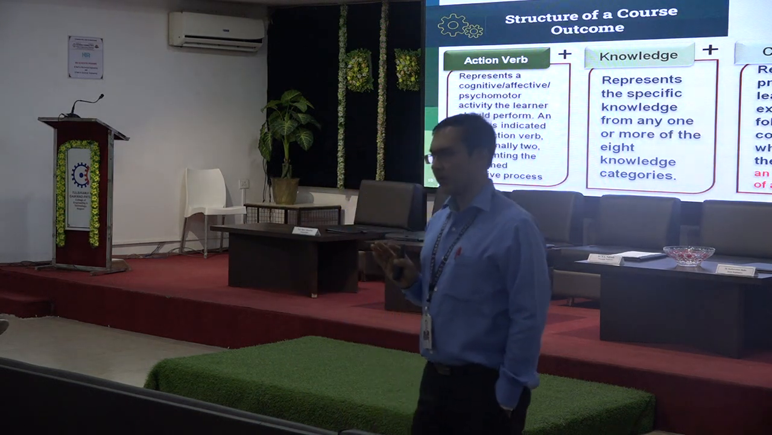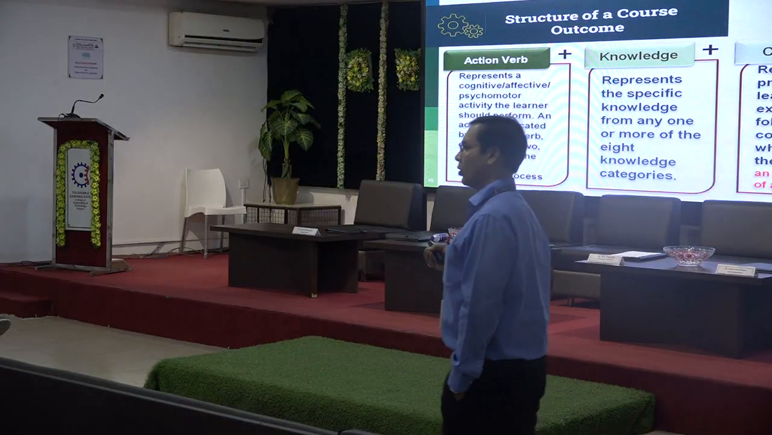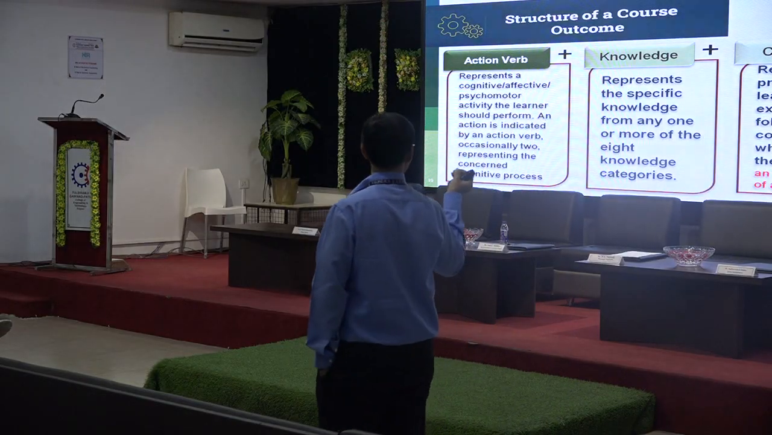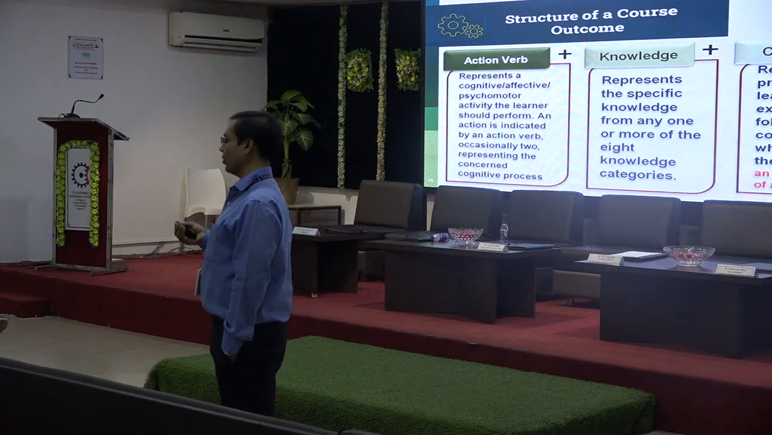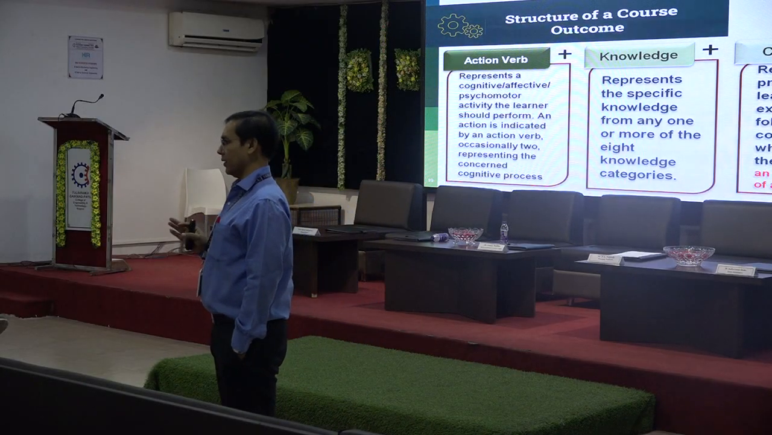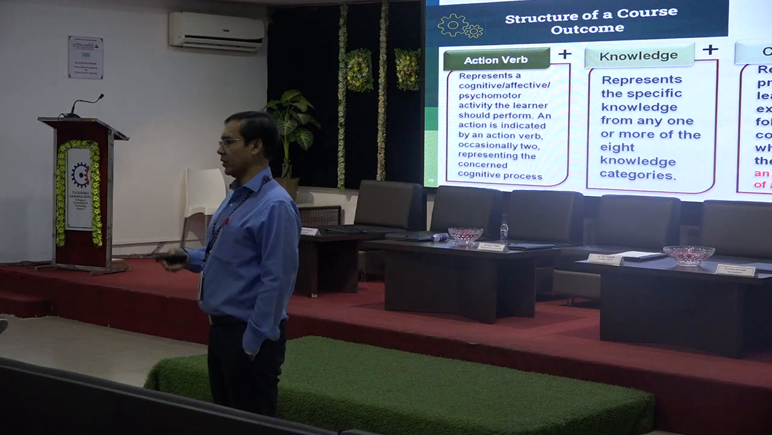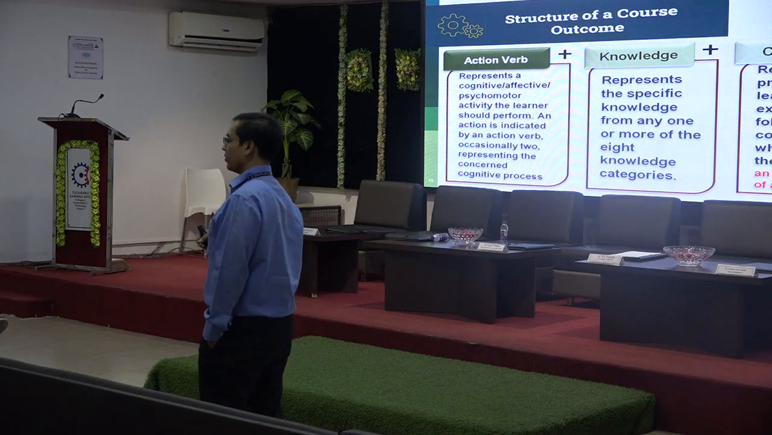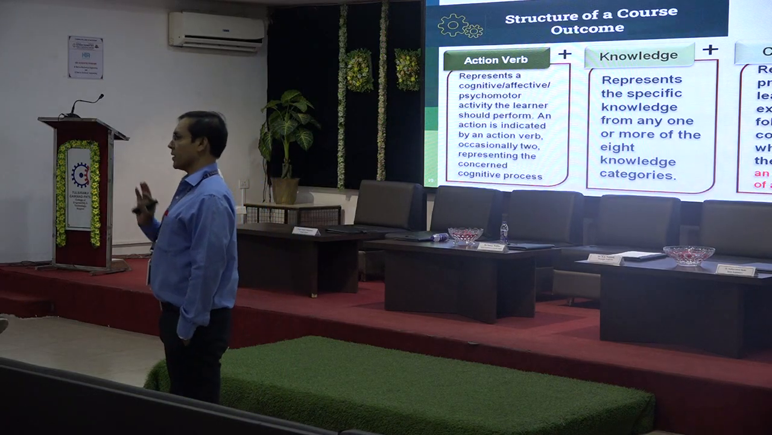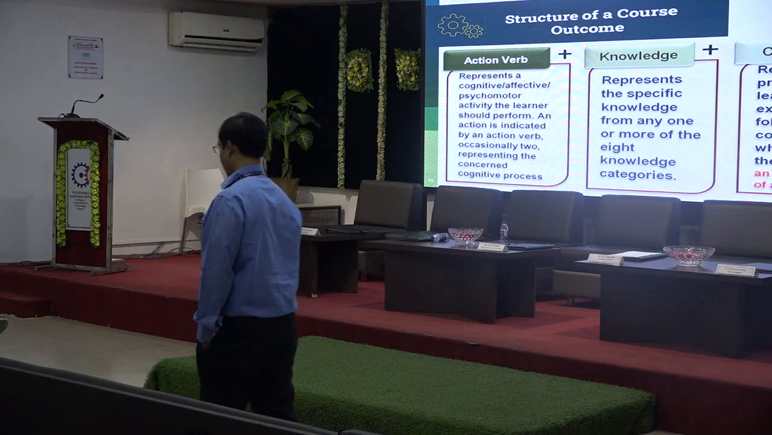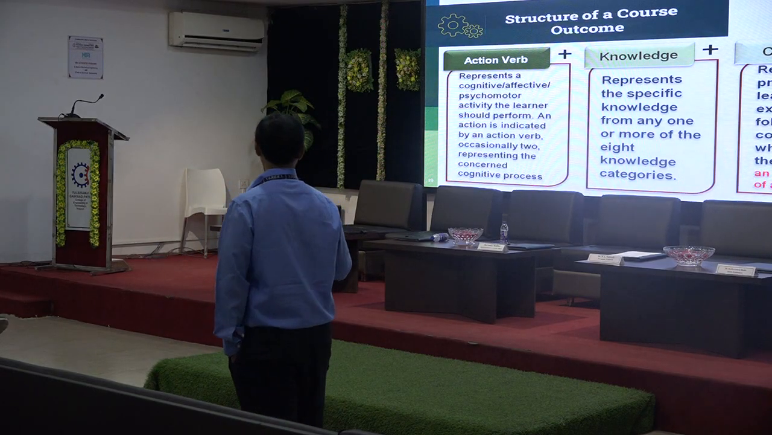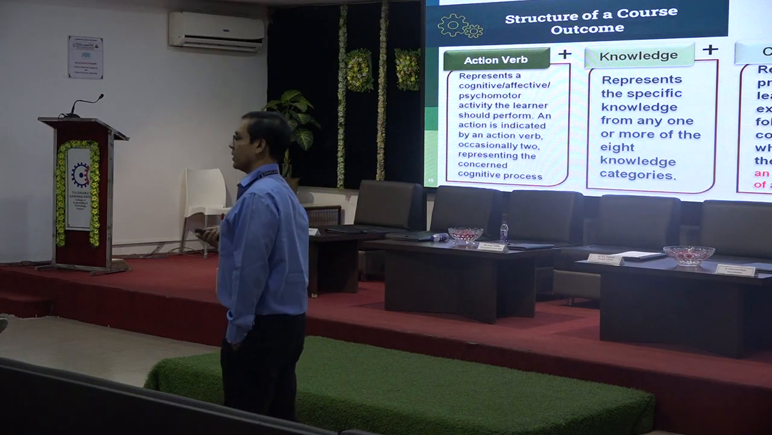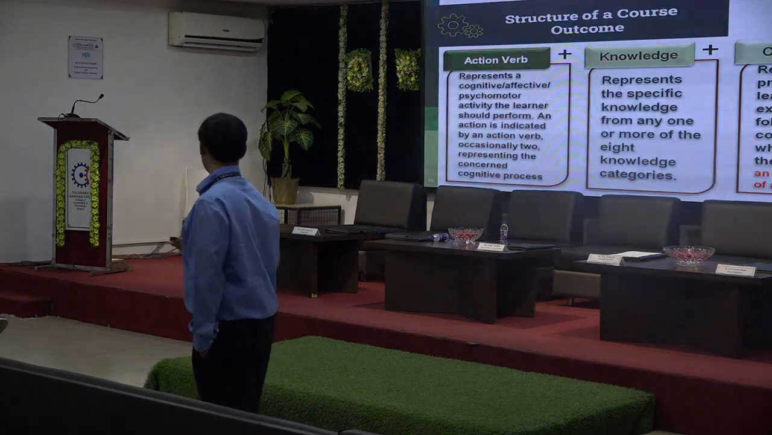Course outcome statements can be prepared accordingly, but without condition and criteria, that sentence will be incomplete. Even though your course outcome will be developed, your course outcome will be there with you, but then the course outcome will not be 100% correct. So if you want your course outcome to be 100% correct, then action word, knowledge, condition, criteria, all these 4 dimensions have to be covered in your course outcome.